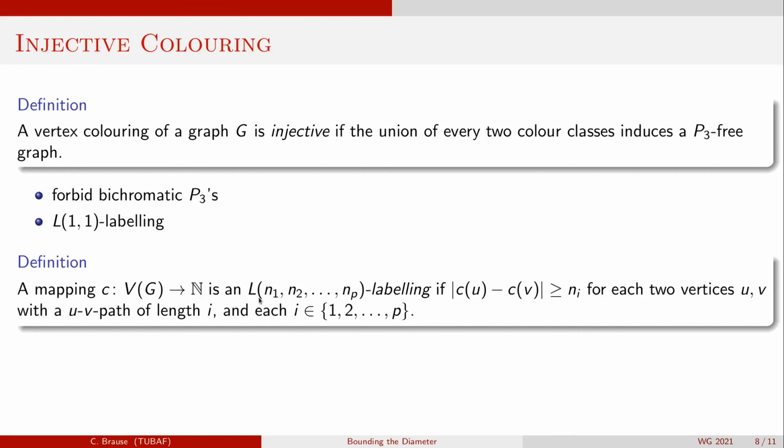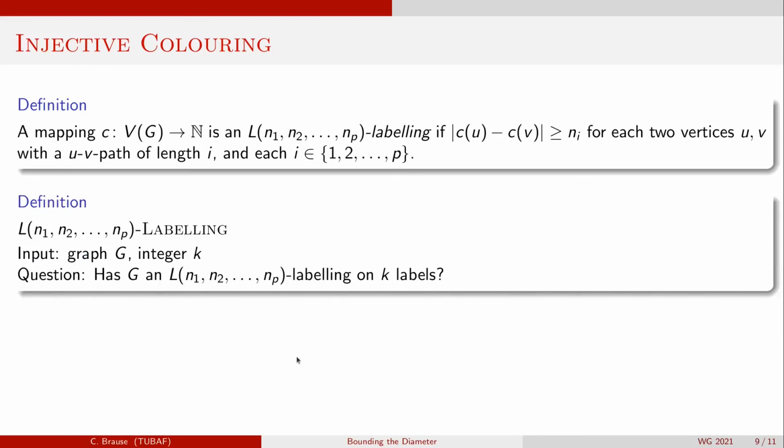And in general, such L(n1, n2, up to np)-labelings for some integers n1 and n2 up to np are simply mappings from the vertex set of G to the natural numbers, such that when we have 2 vertices, let's say u and v, and there's a uv path of length i, then the distance between the 2 colors we assign to the 2 vertices u and v has to be at least ni. And so we can easily define a decision problem that takes as input a graph G and an integer k, and simply ask if the input graph G has such a labeling on at most k labels.